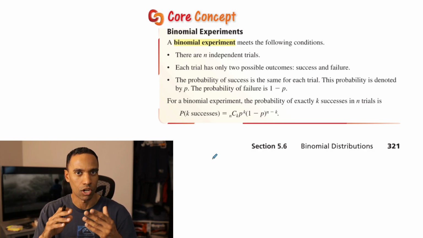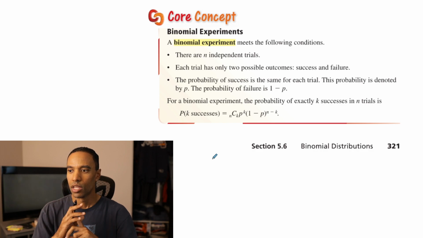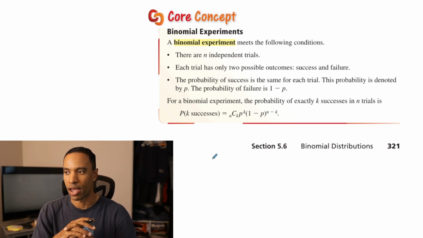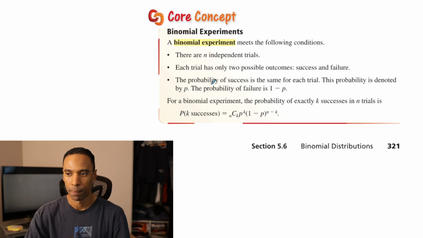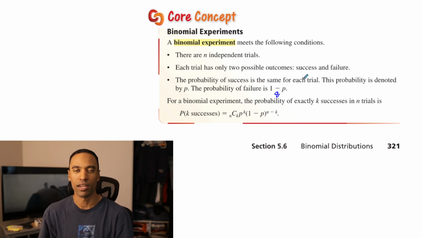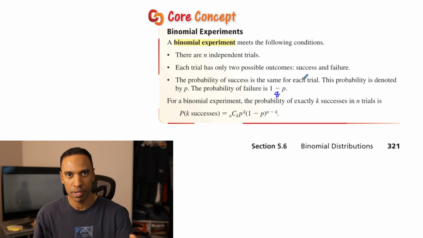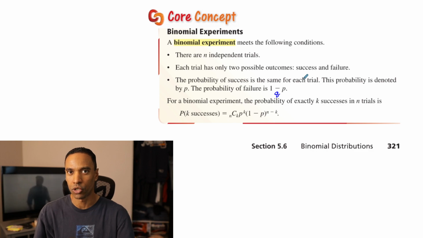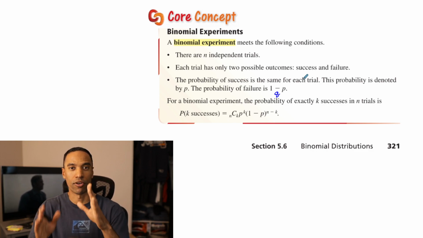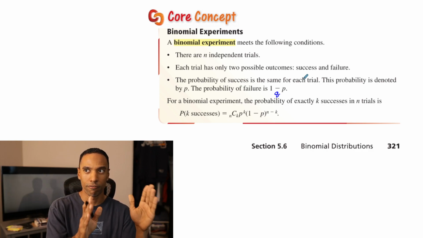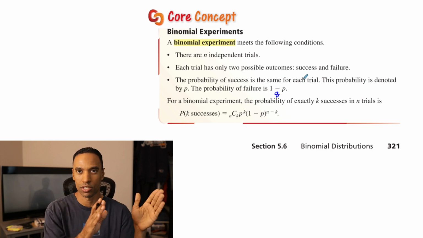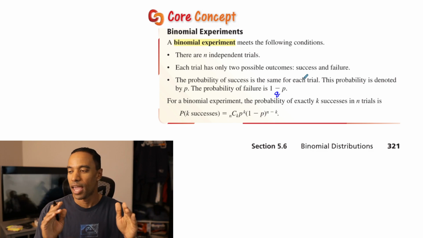That's what makes it binomial, too. The probability of success is the same for each trial. The probability is denoted by P. The probability of failure is 1 minus P. I might put the letter Q every so often just to give a simplification version of that. So you're successful by probability of P, failure by probability of Q, which is 1 minus P. If you're not successful, you are failureful. If you don't succeed, you fail.